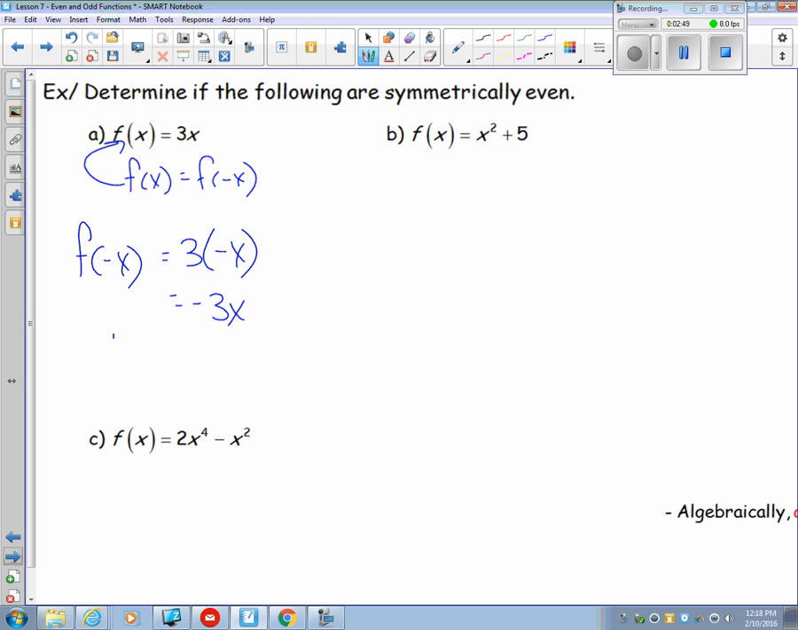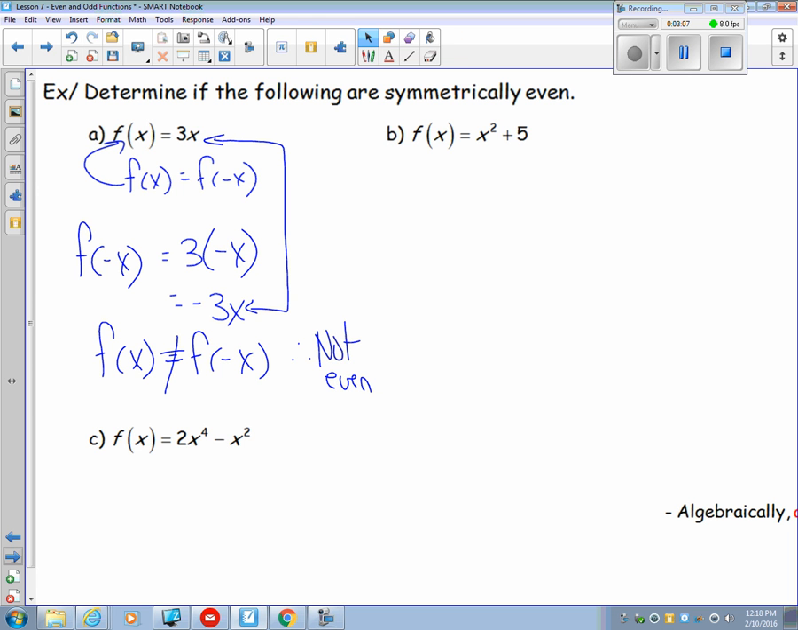So remember, we said to be even, f at x should equal f at negative x. So let's check. Does that look the same as that? Well, they don't. They're not equal. So we'd say they're not even. We can try with the second one.